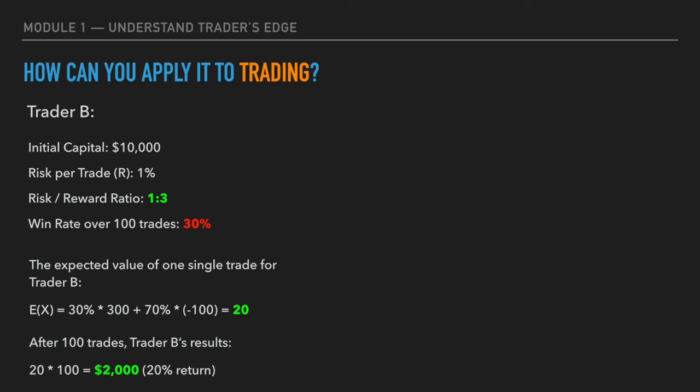You might ask, how did Trader B generate a 20% return if he only makes money 3 times out of 10 trades? The answer hides in his risk to reward ratio. He makes sure whenever he wins, he earns 3 times more than he loses on his losing trade. And that's the definition of edge for Trader B.